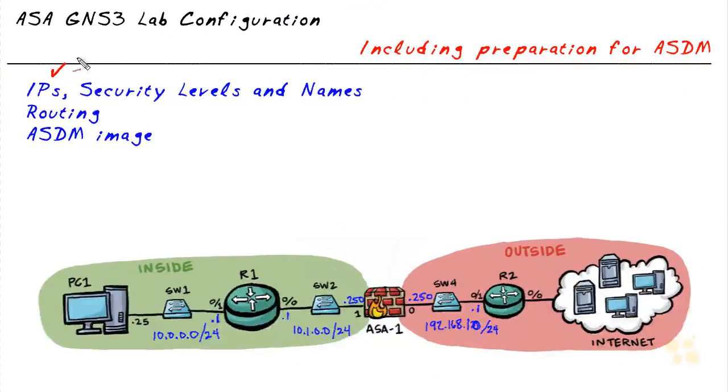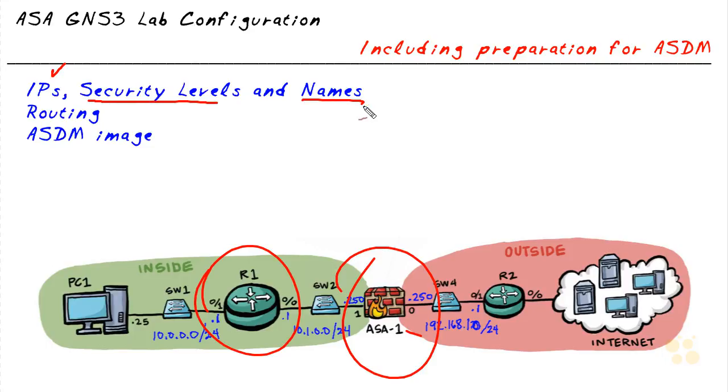So let's do a quick check. We've implemented IP addresses on R1 and on the ASA, which is great. We have security levels and names set up for the interfaces on the ASA as well. We've set up routing for both R1 and the ASA.